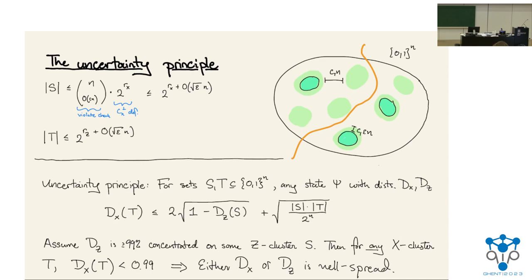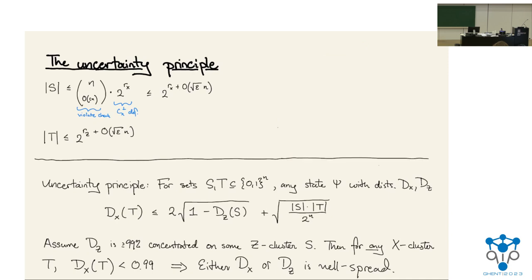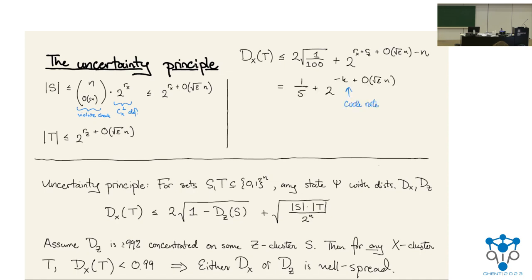And similarly, you're going to get a bound on the size of T. So if we were to put this together in the uncertainty principle, we're going to get that d_XT is bounded by some term 1/5 plus, now here's the fun part, 2 to the negative k plus order square root epsilon n. The rate of the code actually appears.